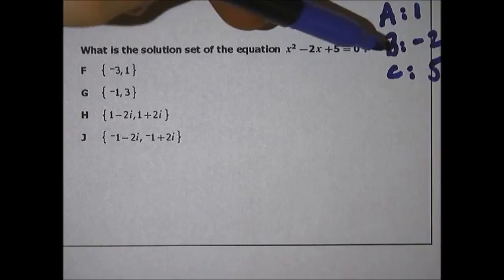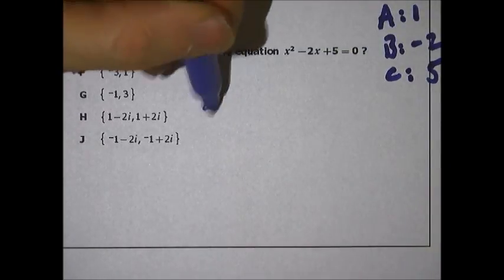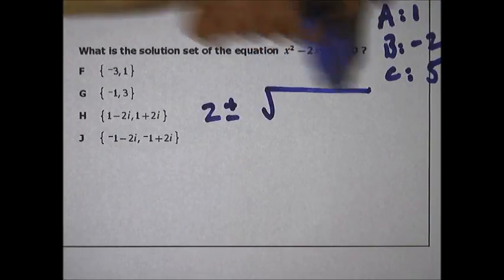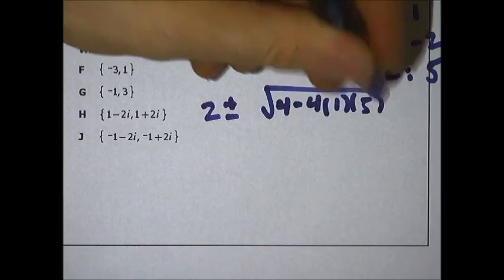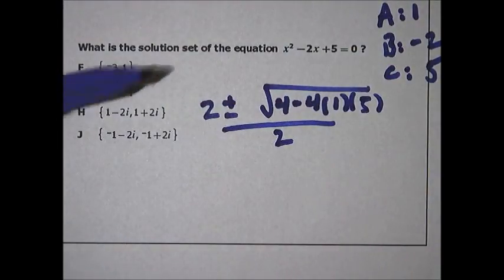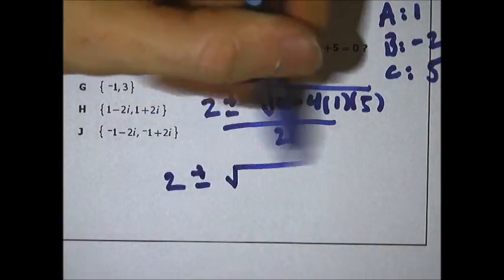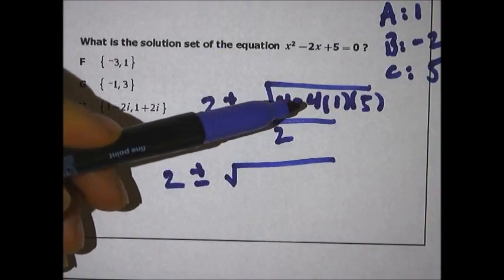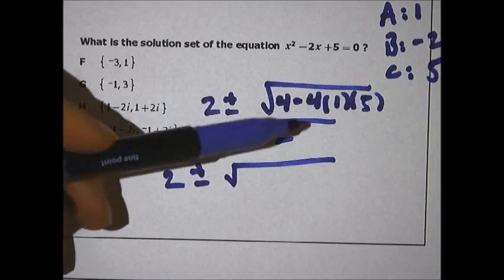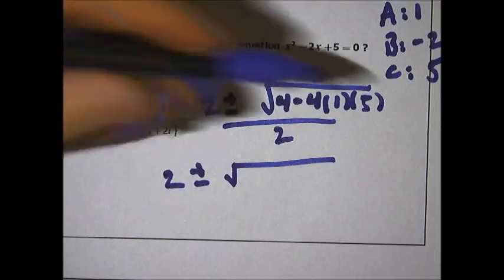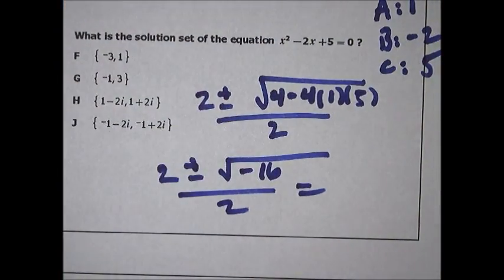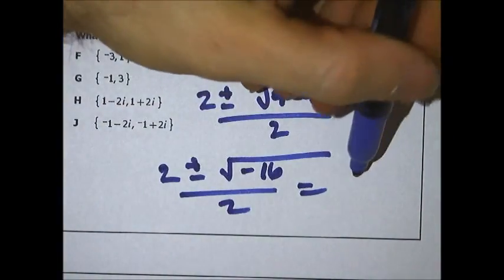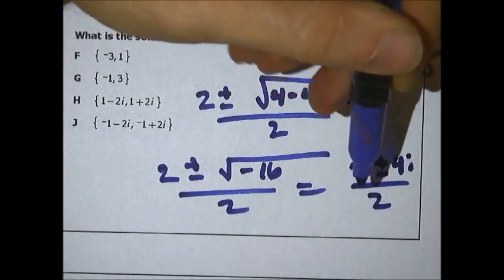So negative B, but B is already negative, makes it a +2 plus or minus the square root of B squared is 4 minus 4AC over 2A. 2 plus or minus the square root of. There's only one negative underneath this, so we're going to be subtracting. It's 4 minus what? 20 gives us a -16 over 2. -2, which was a positive, plus minus the square root of -16 gives us 4i. So this is 2 plus minus 4i over 2.